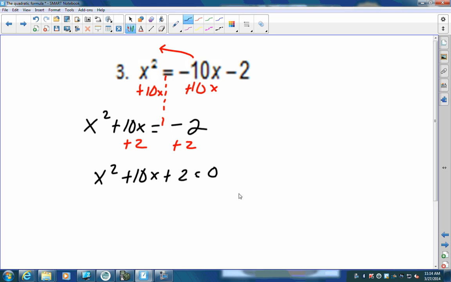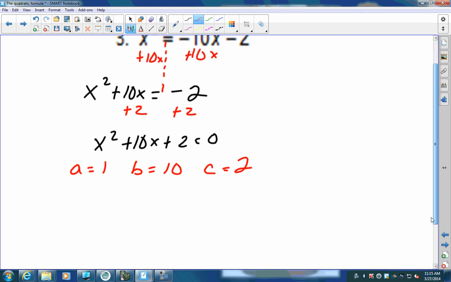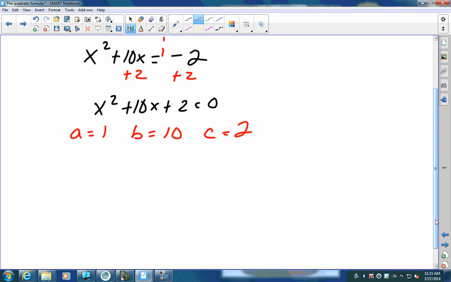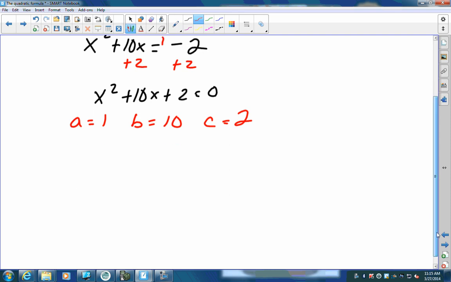Once you get it in standard form, now you have to label A, B, and C. A is the number in front of x squared. A is 1. B is the number in front of x, 10. C is the number by itself, which is 2. After you have A, B, and C, you have to put it into the formula. You have to plug it in for the letters.